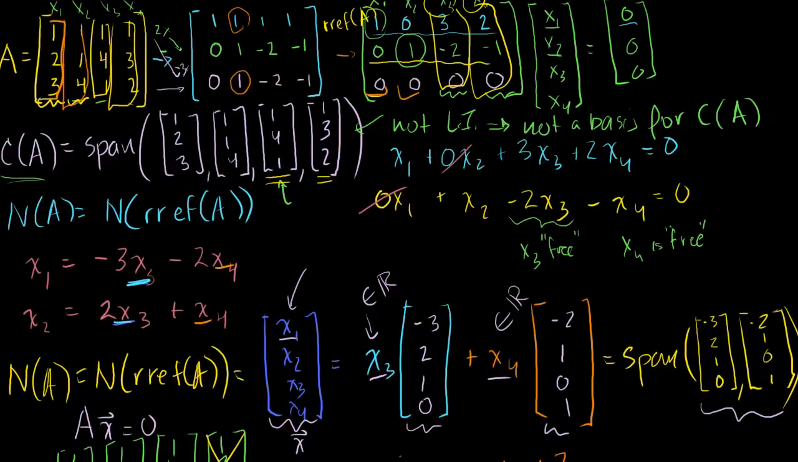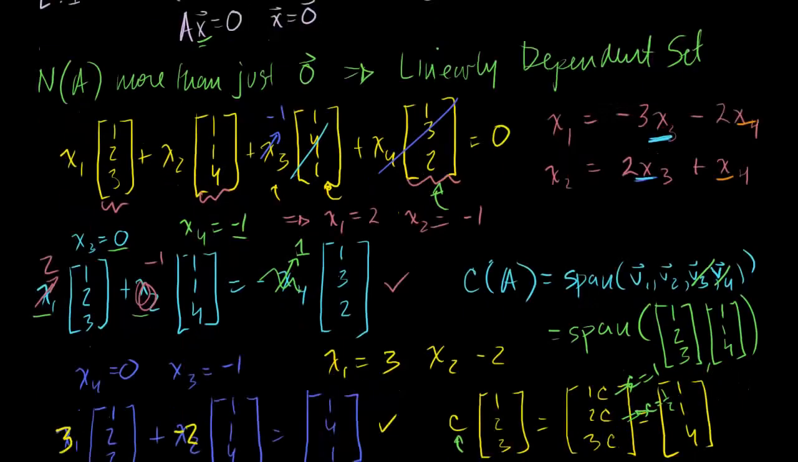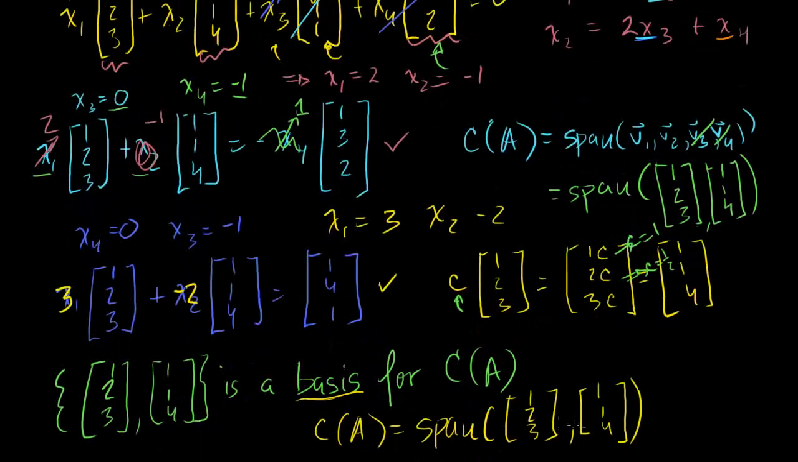And we see that all the way down here: 1, 2, 3, and 1, 1, 4. We did a lot of work, and we got all the way there. And we said this is a basis for the column space, for the column span of A.